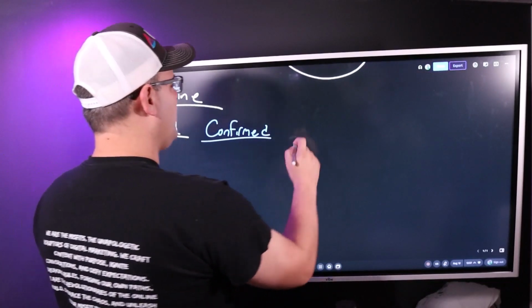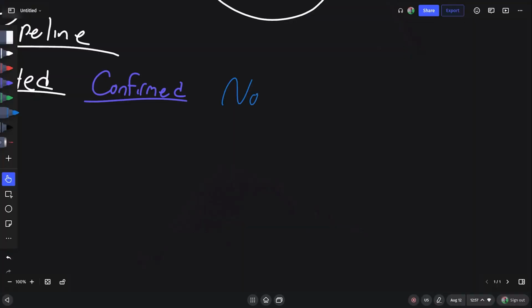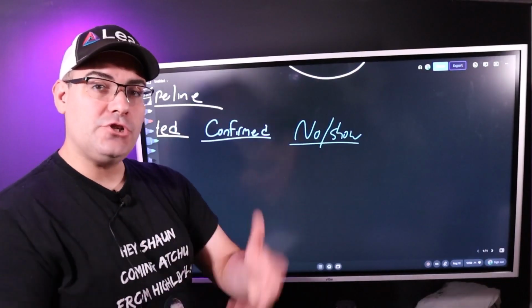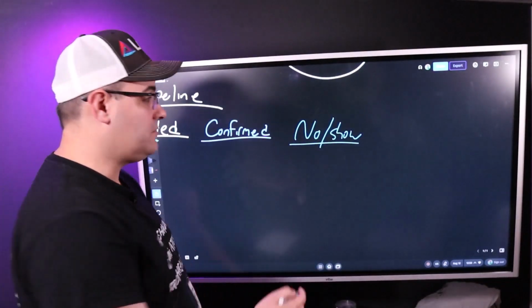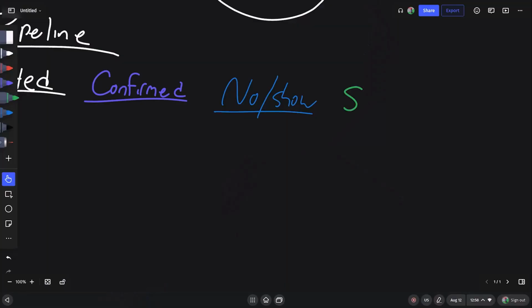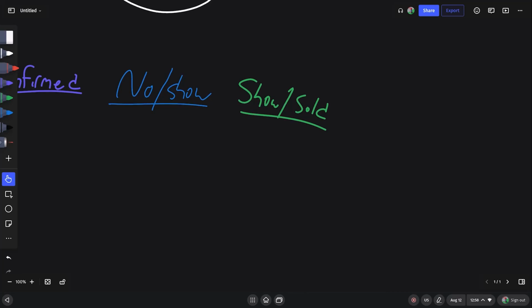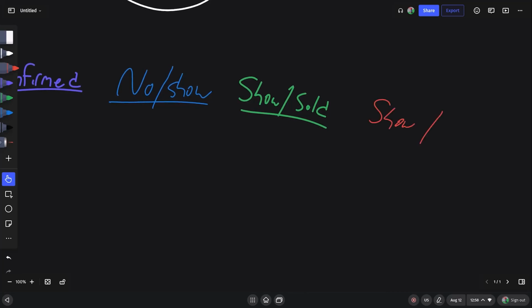Moving over this way, I would then have a no-show, because somebody could no-show on the appointment. And then of the people who show, you could either sell them or not sell them. So I would have a show sold, and then would also have a show no sale. Sorry about the handwriting, I'm kind of getting to the end of the board.